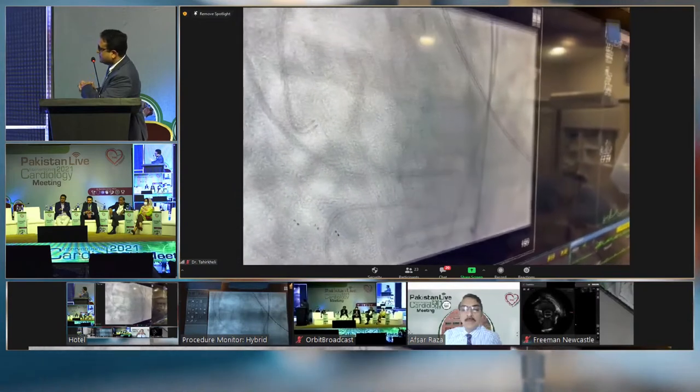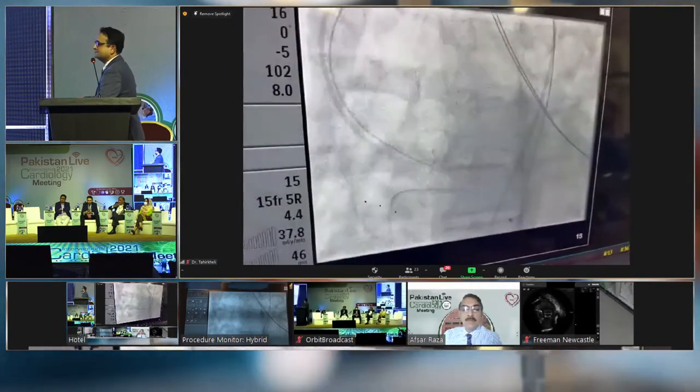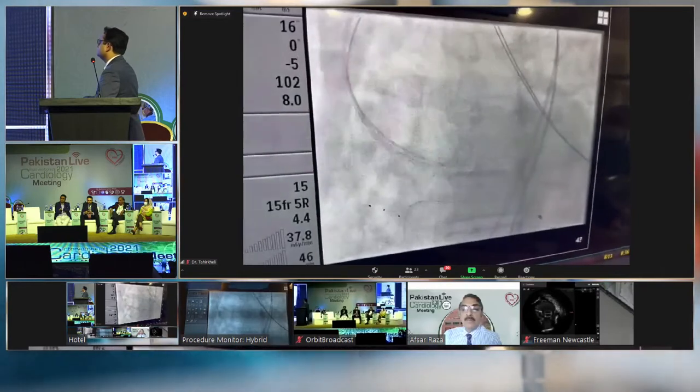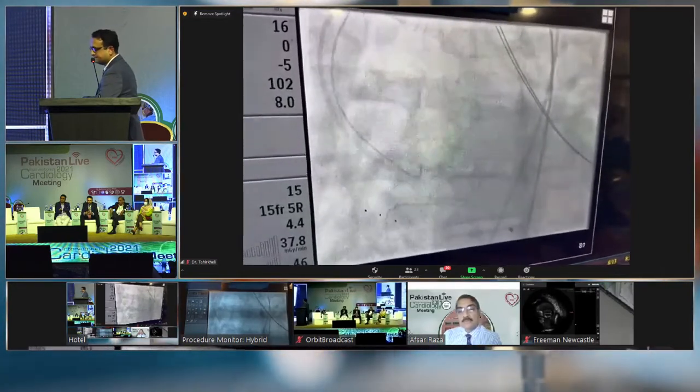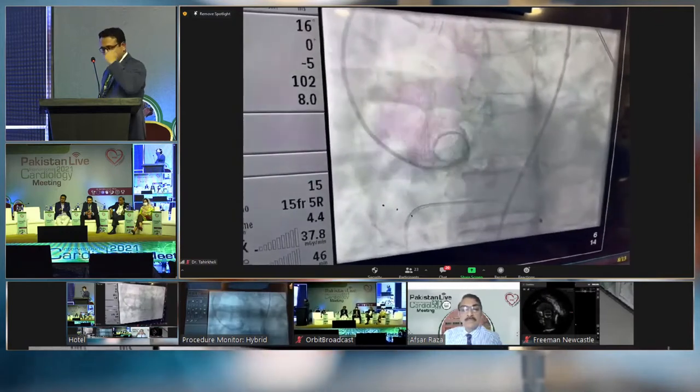So we are not using this 2% rule. No, it's not for the Sapien valve. We use it for CoreValve. I was just trying to get your thoughts. Yeah, to answer your question, Edwards about 70% of the time.